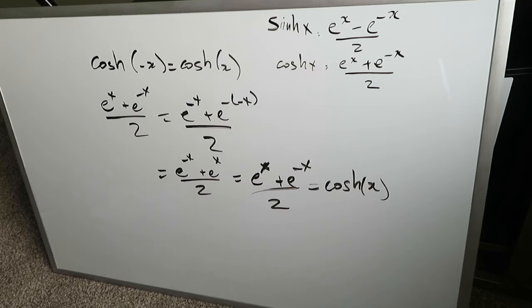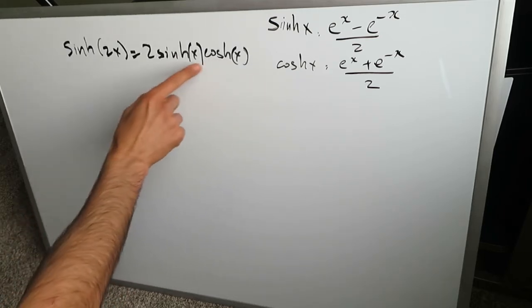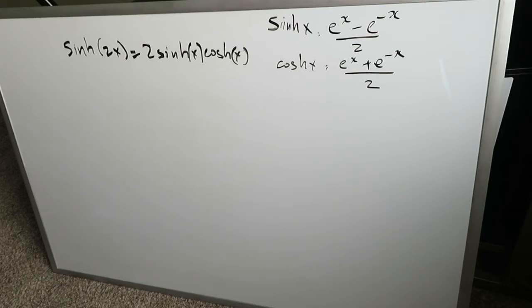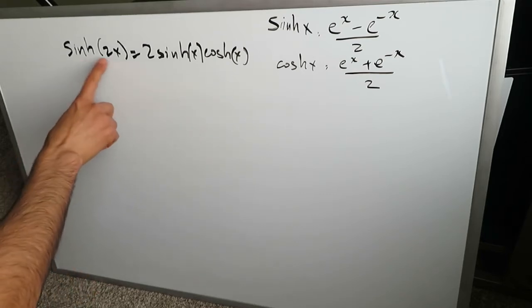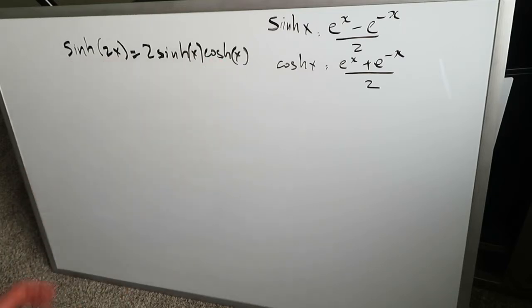I want to present some more proofs, but slightly more difficult than this. Take a look at this hyperbolic function identity. It looks very close to the one you saw for sine. Sine 2 theta is equal to 2 sine theta cosine theta, except here we're dealing with hyperbolic functions. We want to prove that this is actually equal to this, and it shouldn't be too hard.